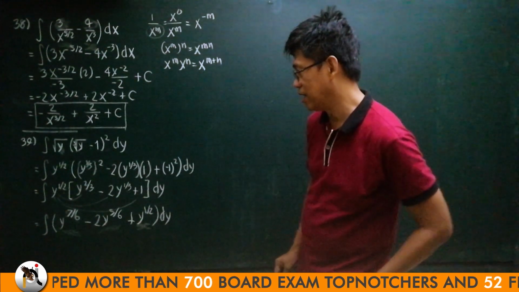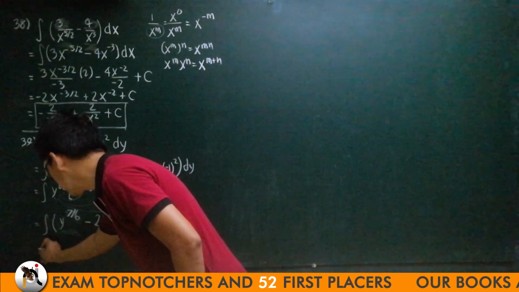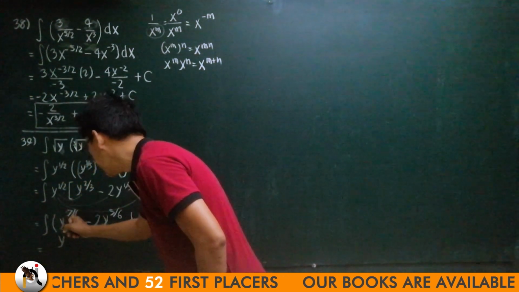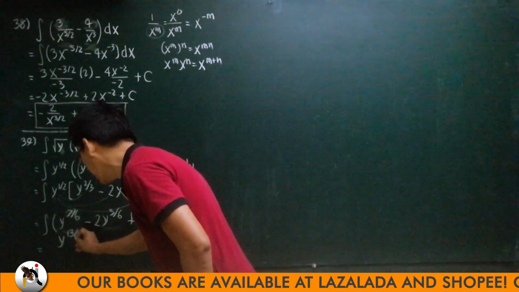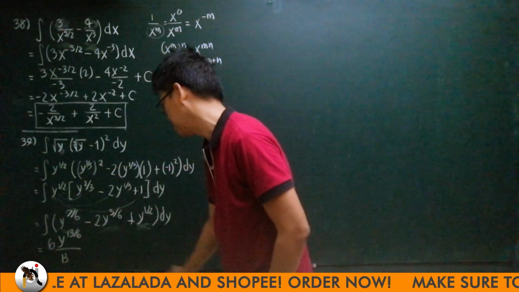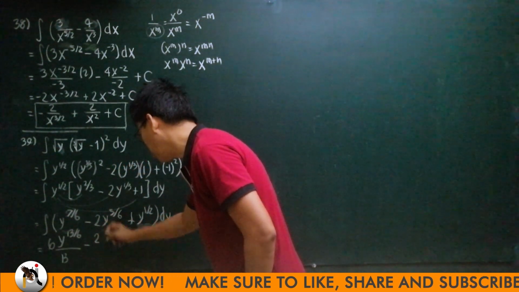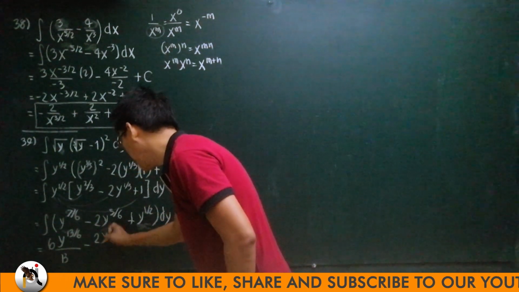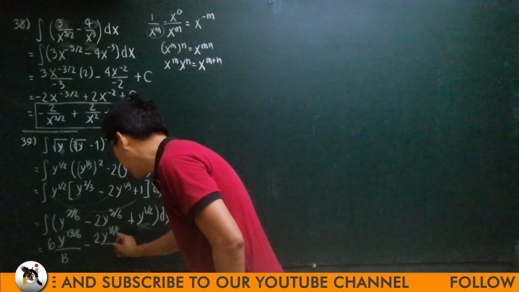We now integrate. Integral of y to the 7/6 is y to the 7/6 plus 1, that is going to be 13 over 6, over 13 over 6, minus 2 integral of y to the 5/6 is y to the 5/6 plus 1, that is 11/6 over 11/6.